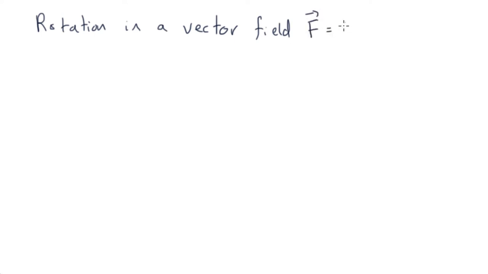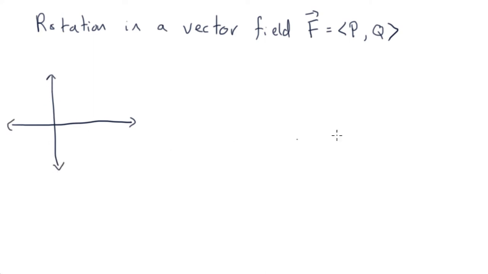So let's jump in, and the first thing we want to talk about is rotation in a vector field. And we'll say that our vector field is given by f, and it has the coordinate functions p and q. Green's theorem is a theorem about vector fields in the plane. So for this entire topic, we're only going to deal with vector fields in 2 dimensions. Okay, cool. So let's go ahead and draw a sample vector field.